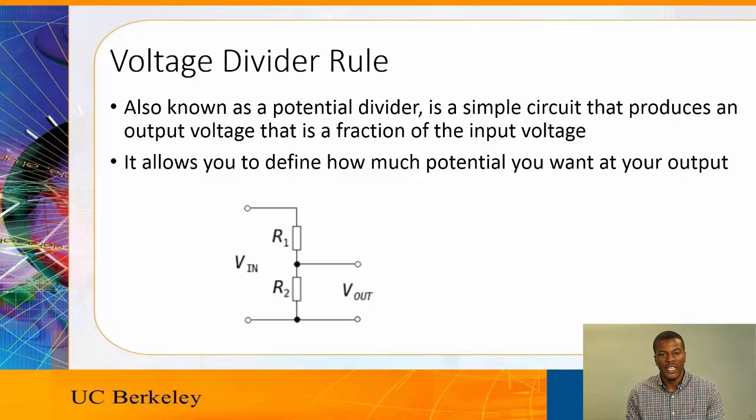It's also known as the potential divider rule. It's a simple circuit that produces an output voltage that is a fraction of the input voltage. That fraction is defined by a ratio of two resistors in series. It allows you to define how much potential you want at your output. To be able to execute this rule, you will need two resistors in series with an independent voltage source.